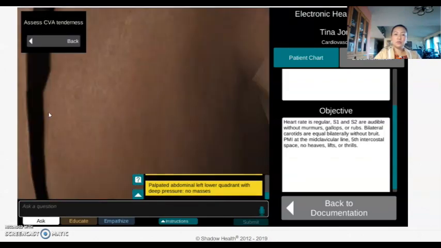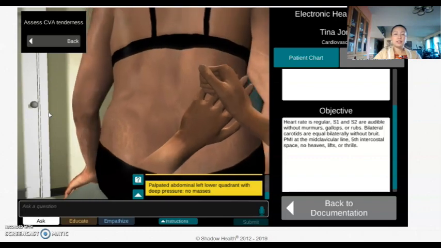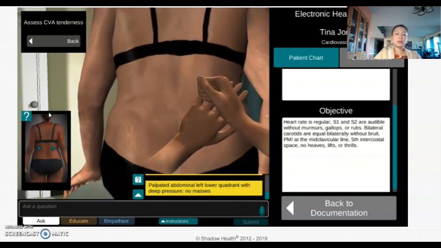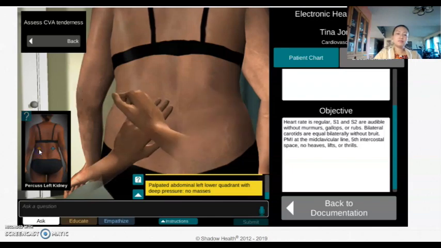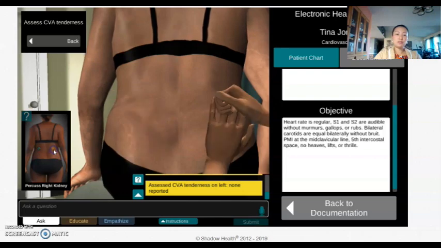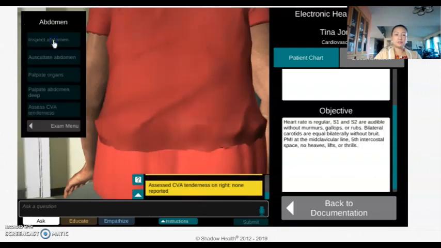And also, I am going to assess the costovertebral angle. I am going to percuss the left kidney. There is no pain reported by the patient. Going to the right kidney. And again, no pain reported.